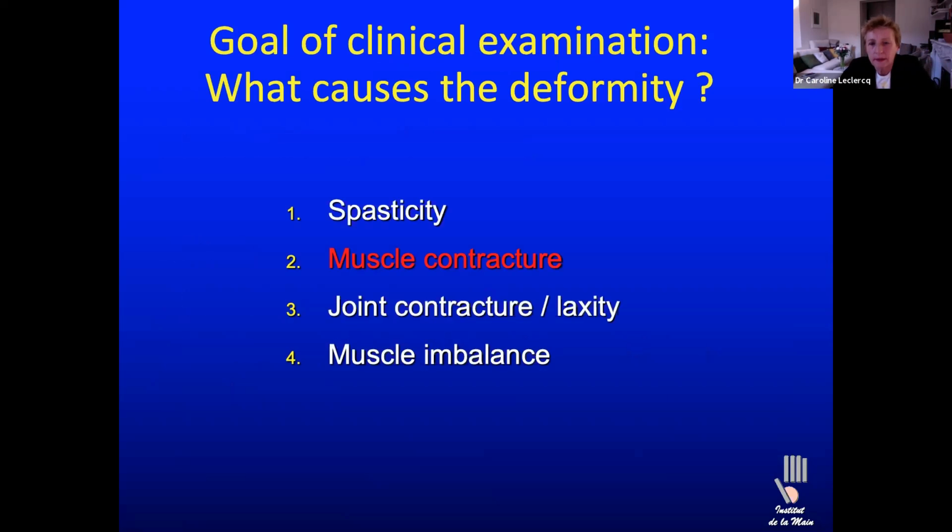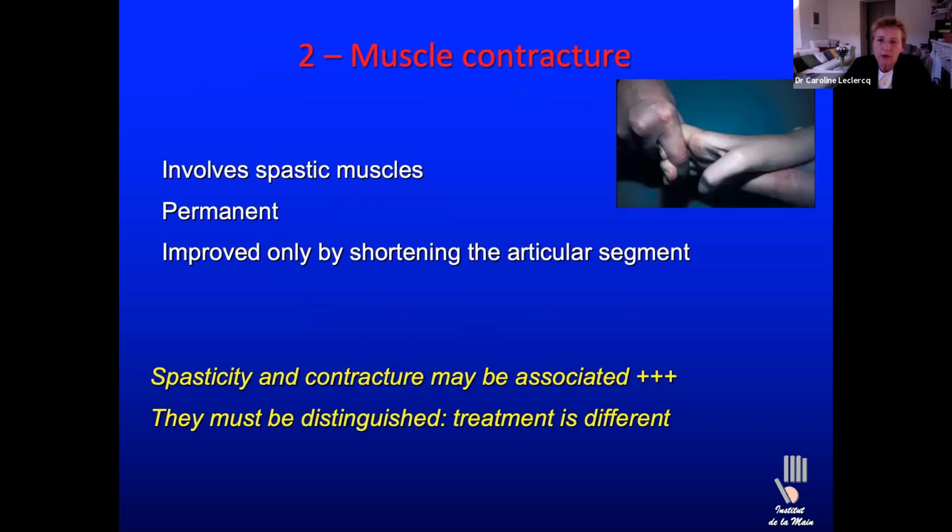Excuse me, the second cause of deformity is muscle contracture. It's quite easy to understand that a spastic muscle with permanent or very frequent contractions of the muscle will end up shortening, and some contracture is going to develop. Unlike spasticity, it does involve, of course, the same muscles, but it is permanent. It cannot be overcome except by shortening the articular segment when you have a bi- or tri-articular type of muscle, such as the finger flexors.